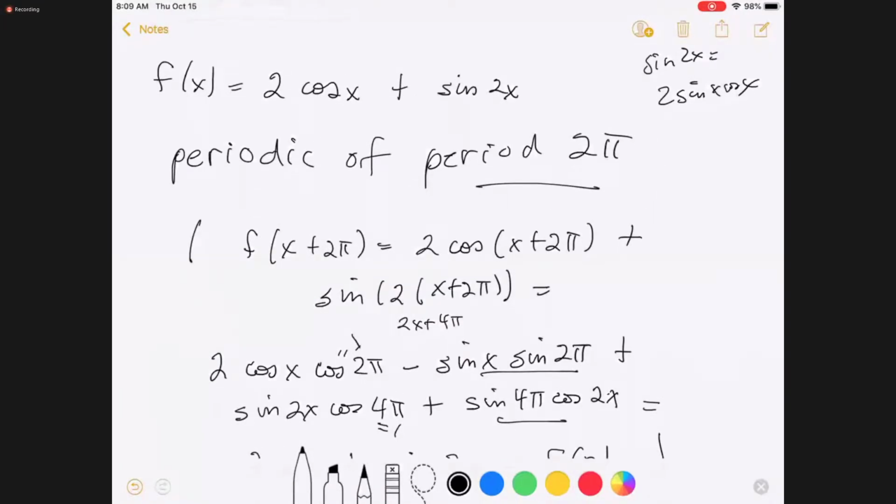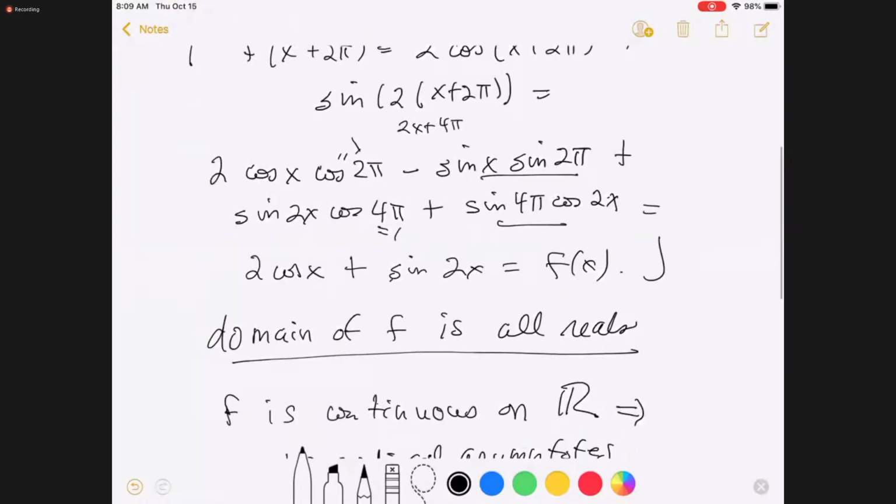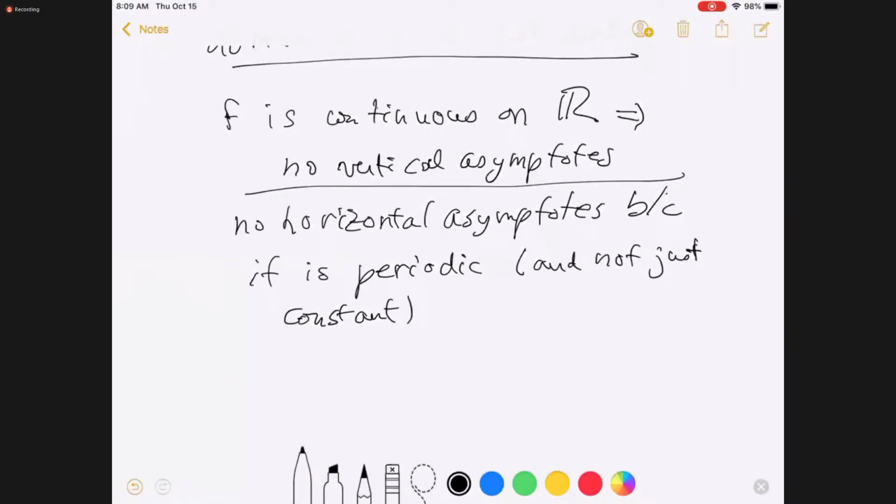Okay. So we know it's periodic of period 2 pi. We know that it's continuous over all the reals. We know it has no asymptotes. What about, let's see, while we're here, before we take derivatives, what about the x and y intercepts?